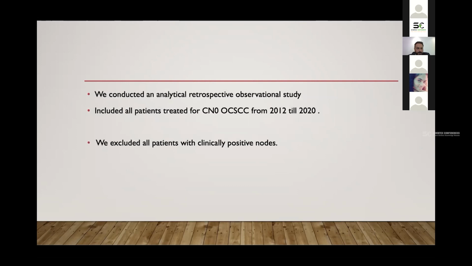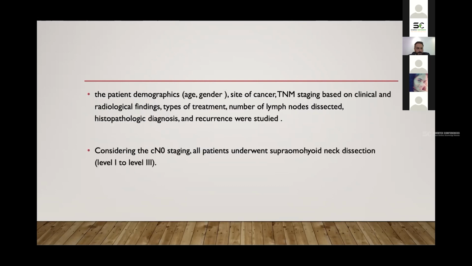We conducted an analytical retrospective observational study that included all patients treated for clinically node negative oral cavity cancer from 2012 till 2020. We excluded all patients with clinically positive nodes. Patient demographics, site of cancer, TNM staging, types of treatment, number of lymph nodes dissected, histopathological diagnosis, and recurrence were studied. Considering the clinically node negative staging, all patients underwent supraomohyoid neck dissection, which is level 1, 2, and 3 lymph nodes.